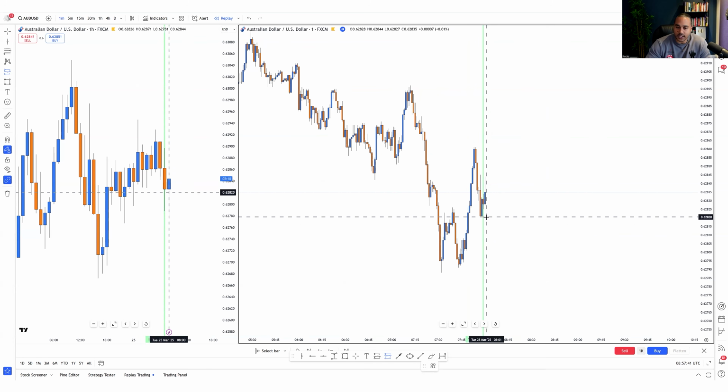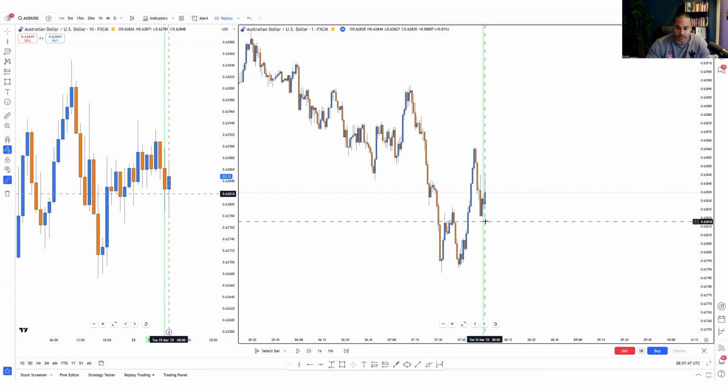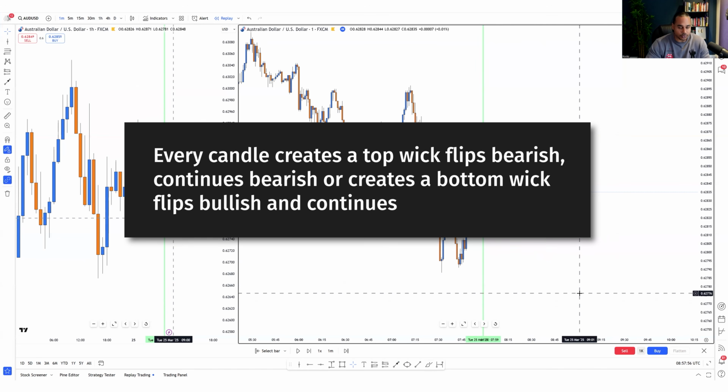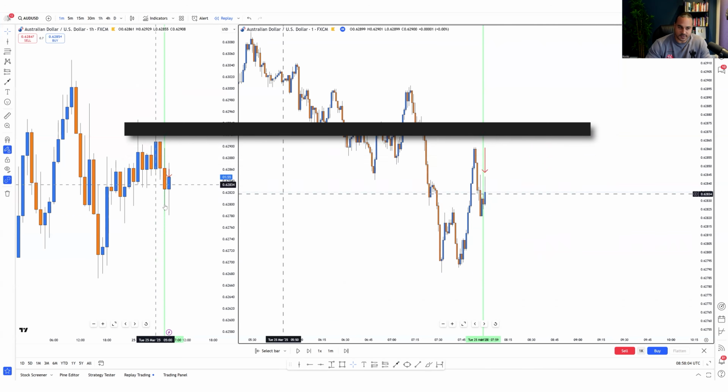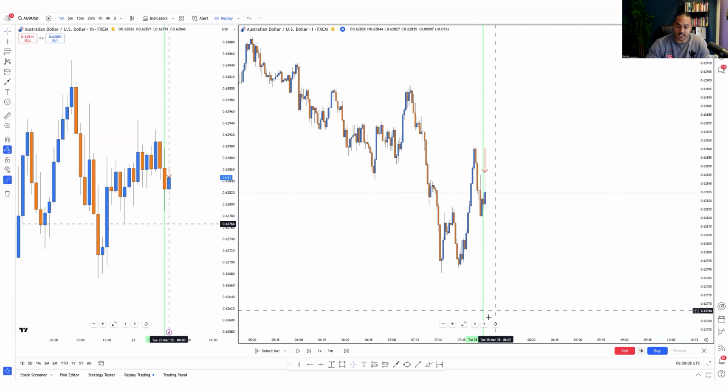What we're looking for here is for the new candle to open. So let's open the new candle if it's not already open. Okay, it is open. This is the new candle. It has opened and created a top wick. Bear in mind, every candle creates a top wick and flips bearish, continuing bearish, or creates a bottom wick and flips bullish, continuing bullish. So we're looking for sells now because the previous candle closed bearish, and we're looking for price to continue down.